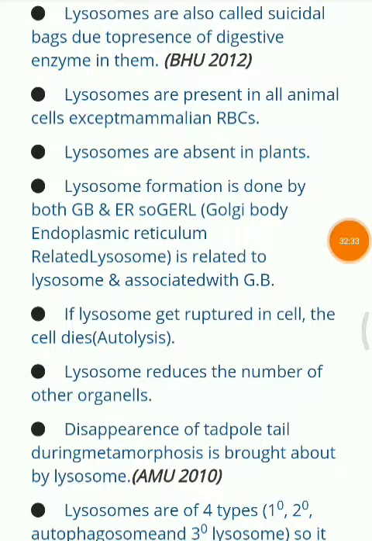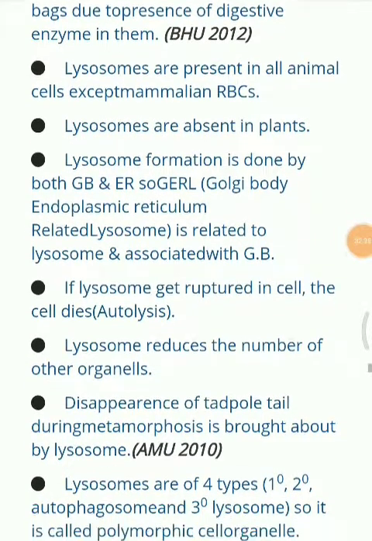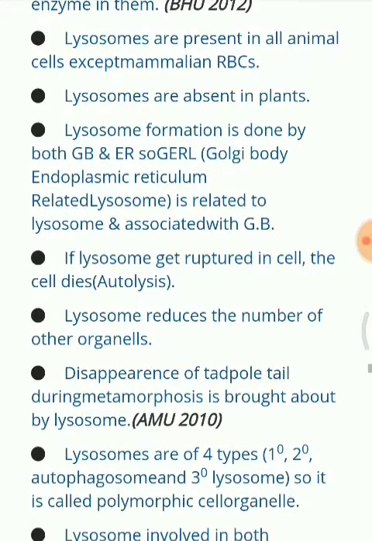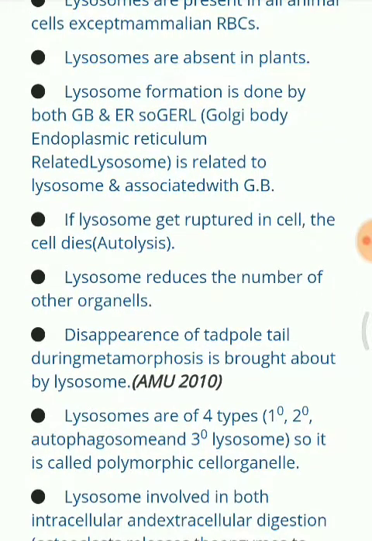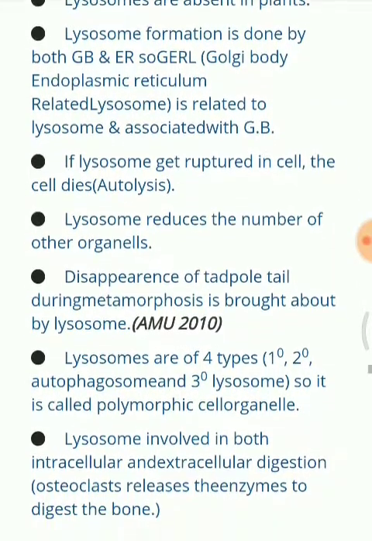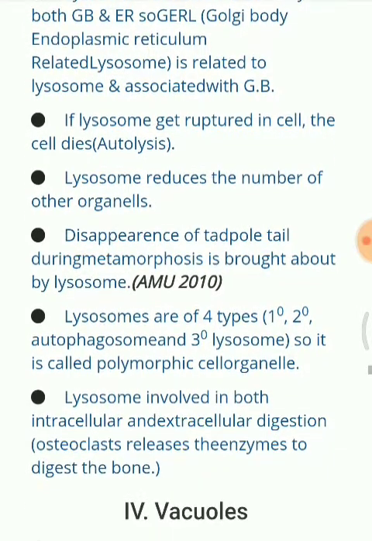Lysozymes are present in all animal cells except mammalian RBCs. Lysozymes are absent in plants. Lysozyme formation is done by both GB and ERL, so GERL. If lysozymes get ruptured in the cell, the cell dies. Autolysis. Lysozymes reduce the number of other organelles. Disappearance of the tadpole tail during metamorphosis is brought about by lysozymes.